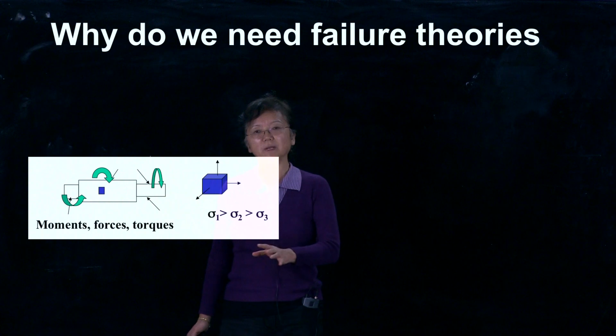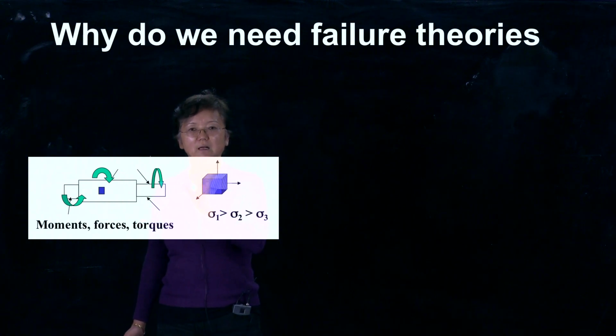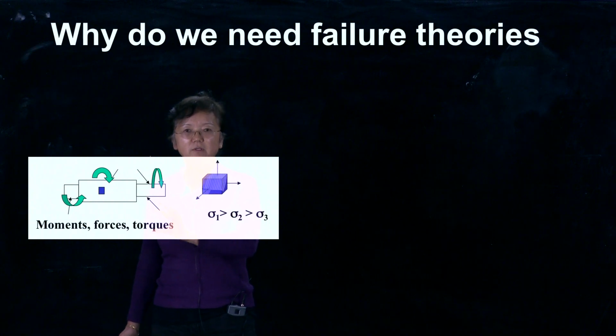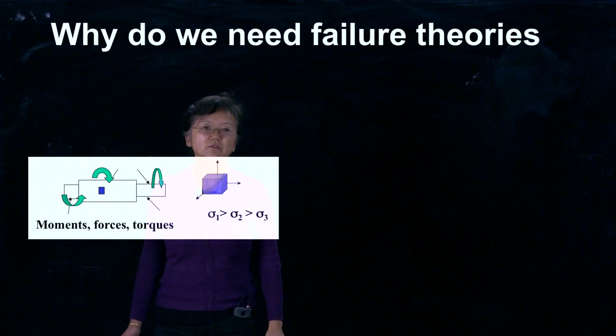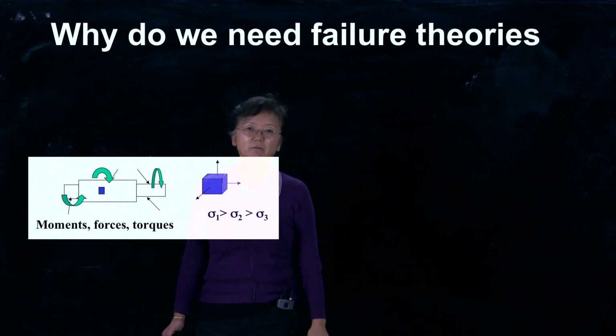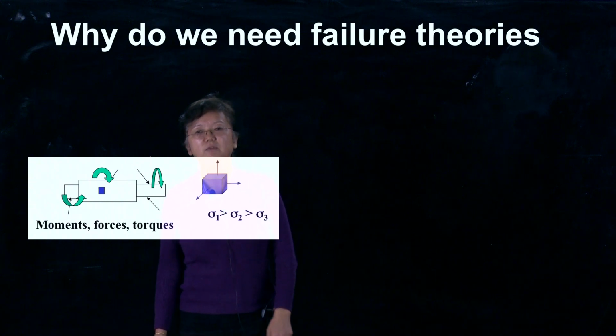So going through our mechanics analysis, we sort out a point. That point we call the most critical point. And at that point, we may have a three-dimensional stress state. We have sigma 1, sigma 2, and sigma 3 as the principal stresses.